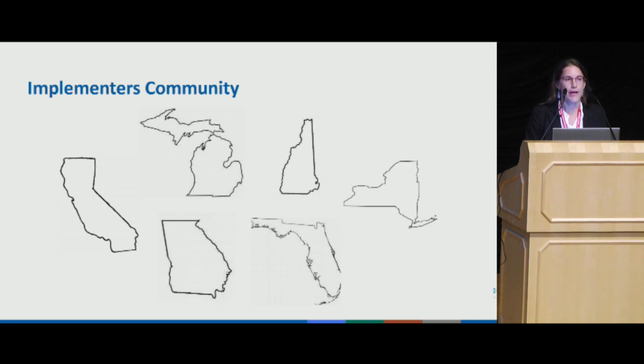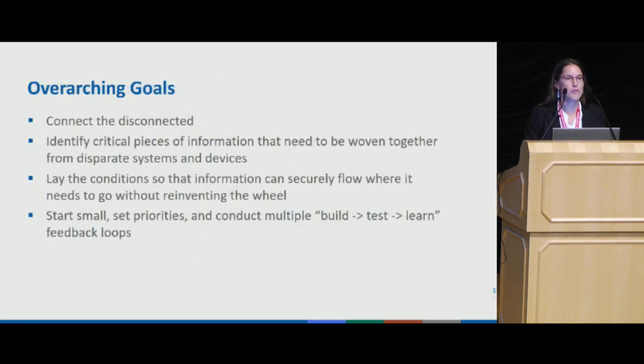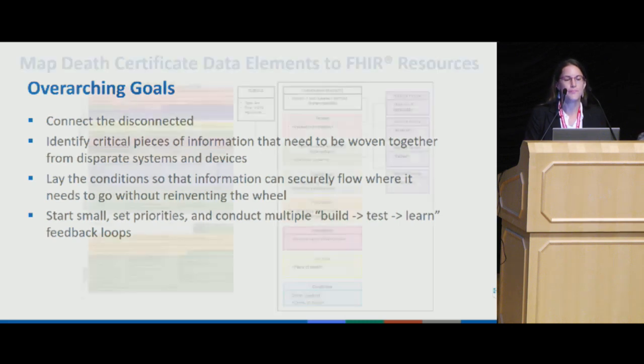And luckily, we were provided funding from the Patient-Centered Outcome Research Trust Fund to be able to go on this journey. And the overarching goals of this was really, how do we get the information to the people who need it in a way that it can be reused for multiple purposes? We didn't want to just move information from point A to point B. We wanted to have an architecture that could serve as the backbone for our nation's vital statistics reporting capabilities.